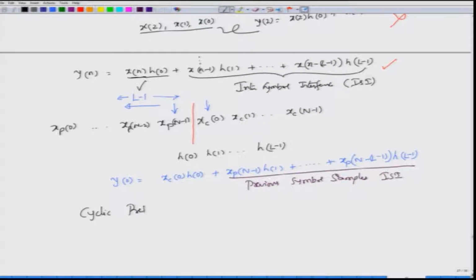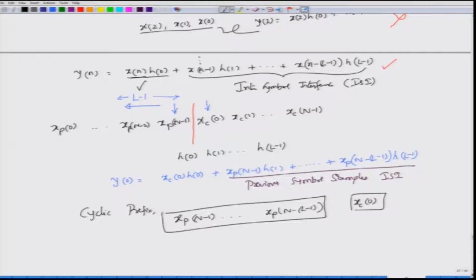In the cyclic prefix, what we do is, instead of taking xp of n minus 1 all the way up to xp of n minus L minus 1, whenever your current symbol is xc of 0, you replace these previous symbols by the current symbols themselves. So, you have xc of n minus 1 all the way up to xc of n minus L minus 1.